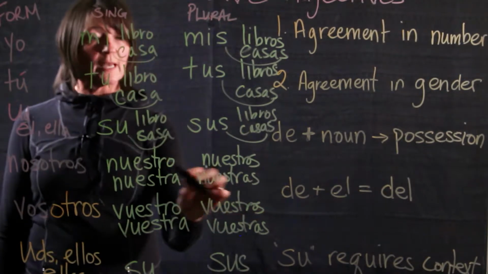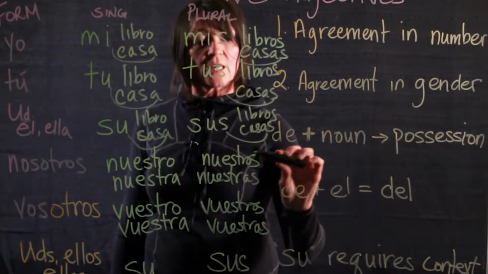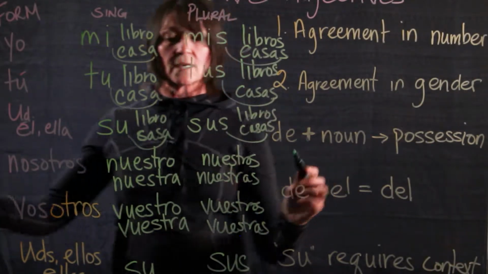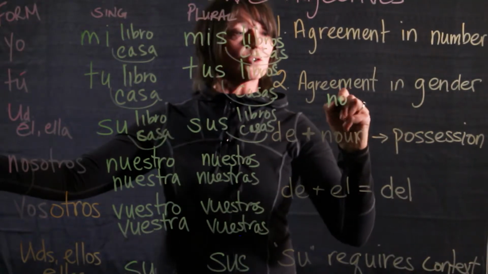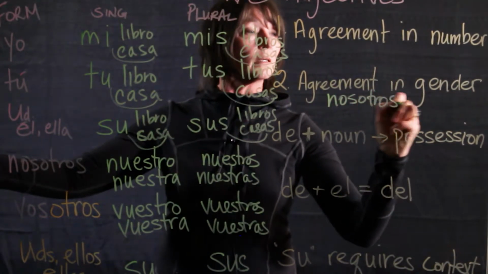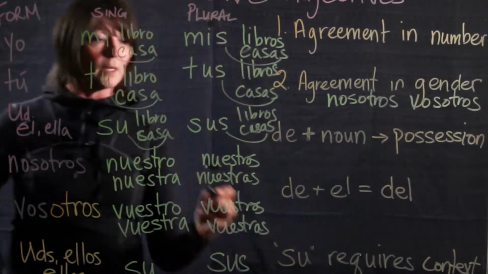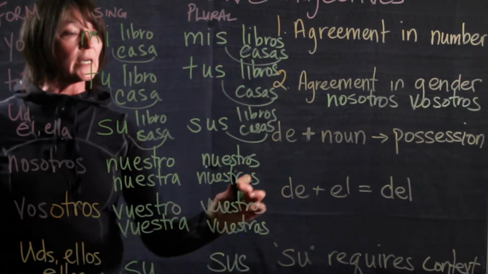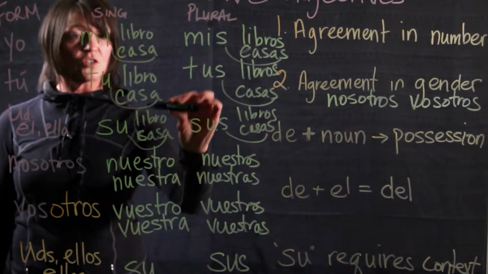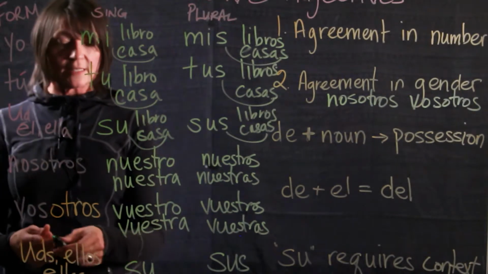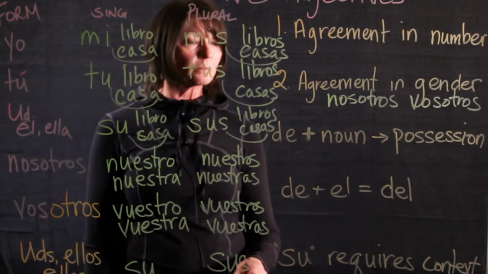Okay, so down here, same thing. Nuestro libro, nuestra casa. Nuestros libros, nuestras casas. But we see here, now we have agreement in gender. With nosotros and vosotros only have agreement in gender. But all have agreement in number. Nuestro libro, nuestra casa. Nuestros libros, nuestras casas. And here, this functions just like up here, except the meaning is different. It's your, their, masculine, feminine.